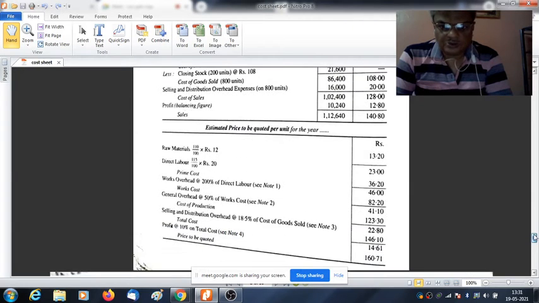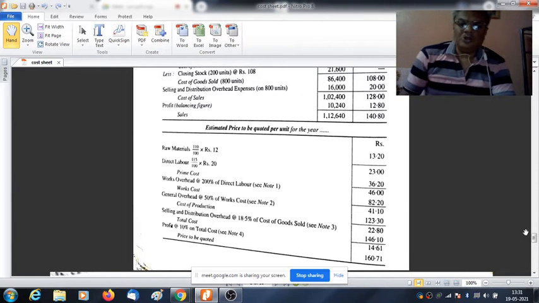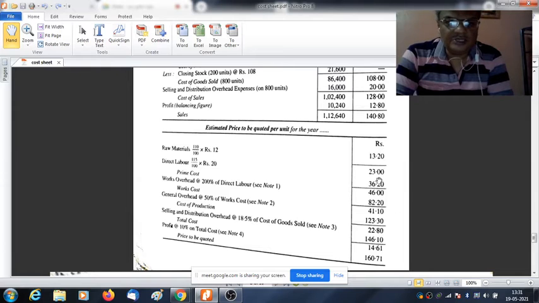Then comes work overhead, 200% of direct labor. How does this 200% come? We have established the relationship. Direct labor is 23, so work overhead will become 46. Got it? Yes, sir.